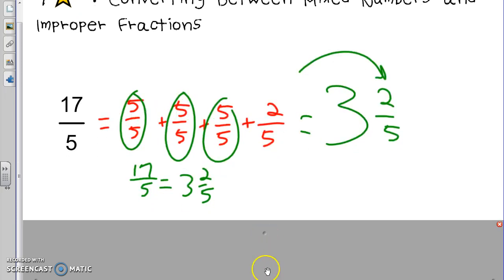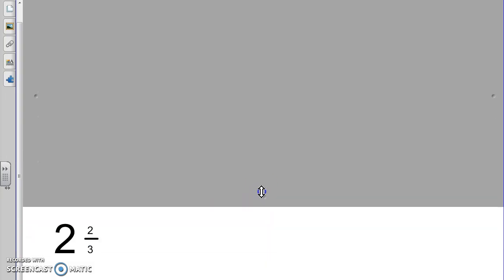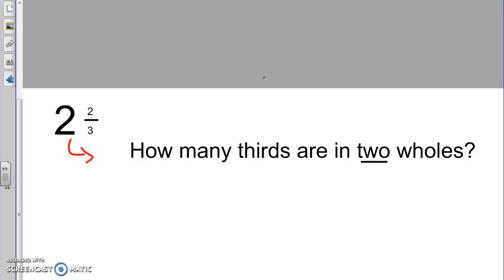We can also go the other way now. We'll take this fraction, I'll even extend it down here, 2 and 2/3. Well, ask yourself this question. How many thirds are in 2 wholes? How many thirds are in 2 wholes? You know that 1 whole would equal 3/3. So 2 is going to equal 6/3.